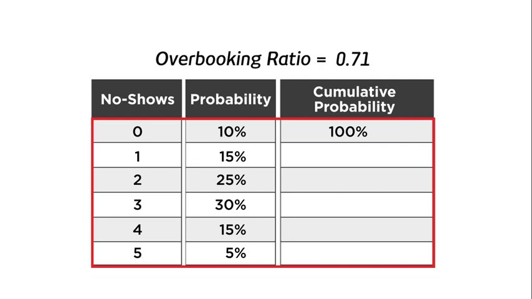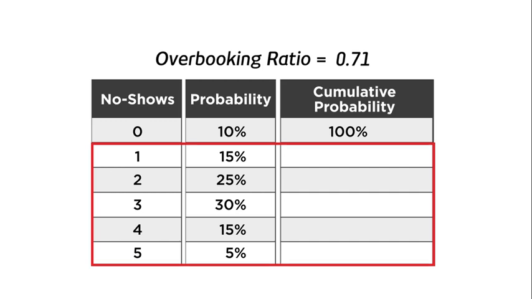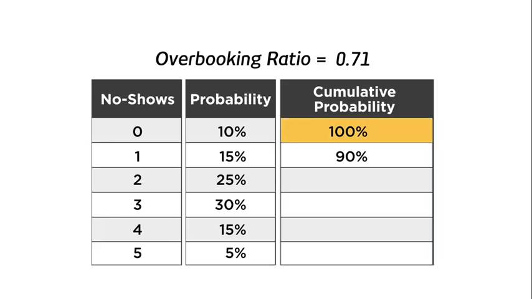Now, we also want to start looking at these other ones. So what's the chance that we have at least 1 no-show? Well, let's see. 15% of the time we have 1 no-show. But 25% of the time we have 2 no-shows, 30% of the time 3, 15% of the time 4, 5% of the time 5. So I could add those up, and that comes up to be 90%. Or the fast way to do it is I could say, well, 100% of the time I have 0 or more no-shows, minus 10% of the time when I have 0 no-shows.